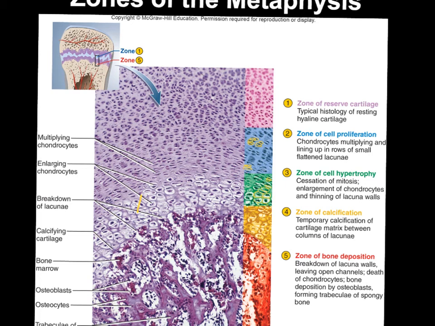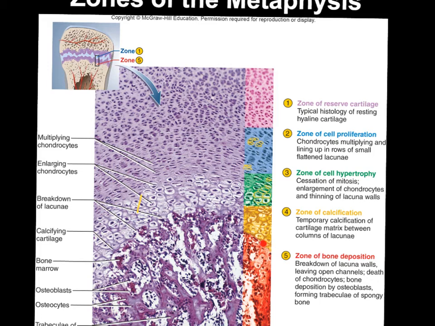In zone 4, we have the zone of calcification. In this area, what we're actually doing is not technically laying down bone, but we are calcifying the cartilage matrix. So there is a type of collagen in cartilage. It's not a very big type of collagen, but it does exist there. And so here we start laying down hydroxyapatite onto the cartilage extracellular matrix. So what we have here is not true bone, but calcified cartilage.